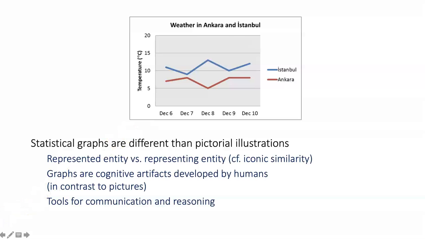Coming back to our point, we said that the relationship between represented and representing entities is not subject to iconic similarity in the case of statistical graphs, because they are developed by us, not like figures, not like pictures. We invented them. If you go to the 18th century, there's a history about it. There's an explicit invention of statistical graphs, and then they became tools for communication and reasoning, like language. We also invented language, and we invented it in an abstract context too.